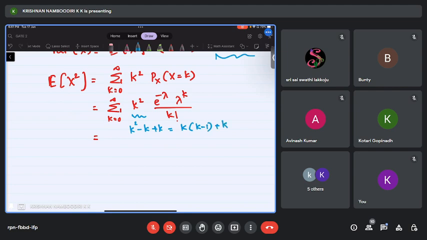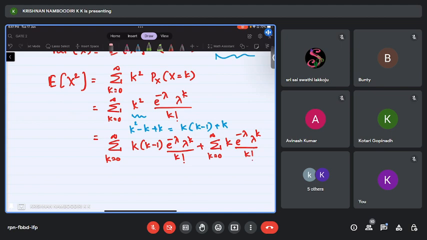Okay, and I will split the summation into two summations. So summation k equal to 0 to infinity k into k minus 1 into e power minus lambda, lambda power k divided by k factorial, plus summation k equal to 0 to infinity k into e power minus lambda, lambda power k divided by k factorial. Can somebody tell this very quickly without calculating anything? What is the value of that summation? Somebody please tell. What is that, first of all?